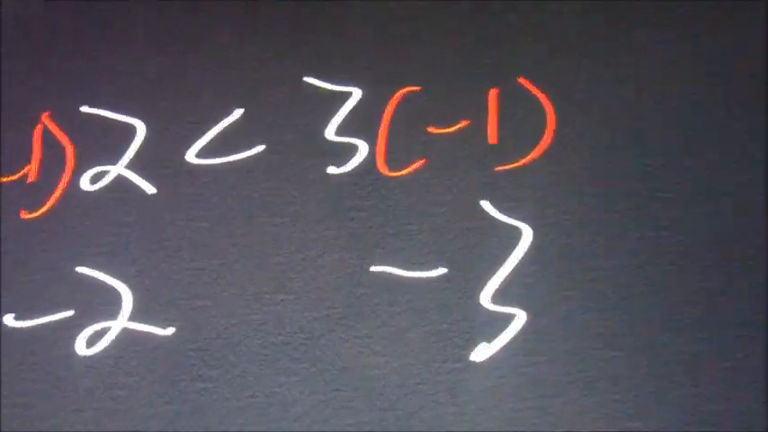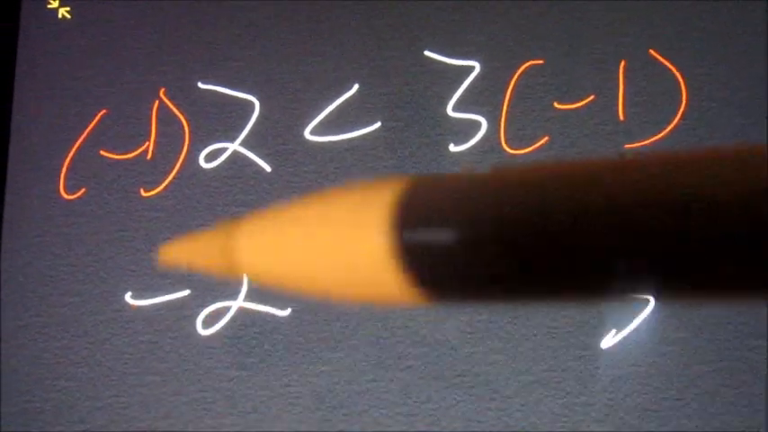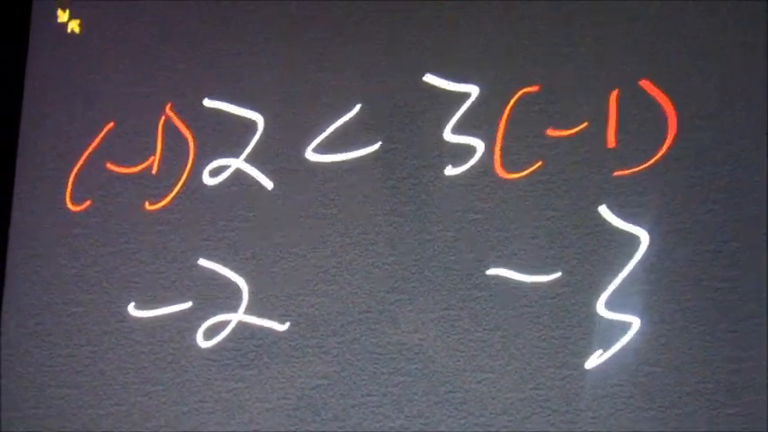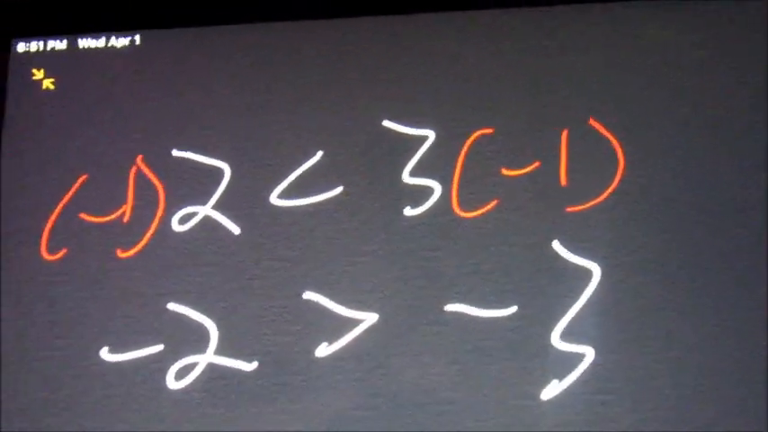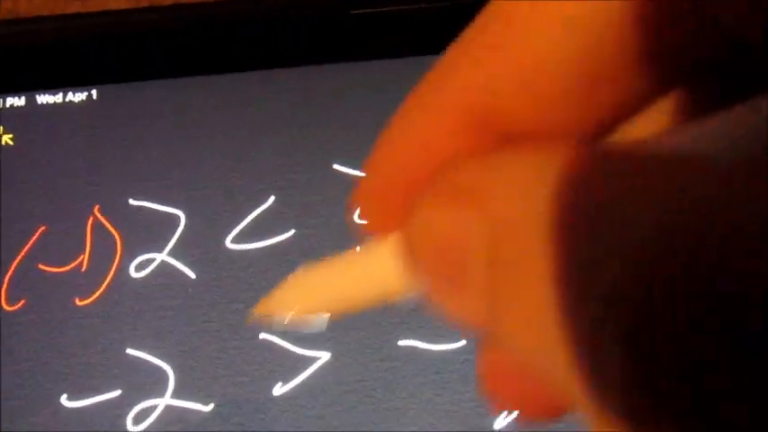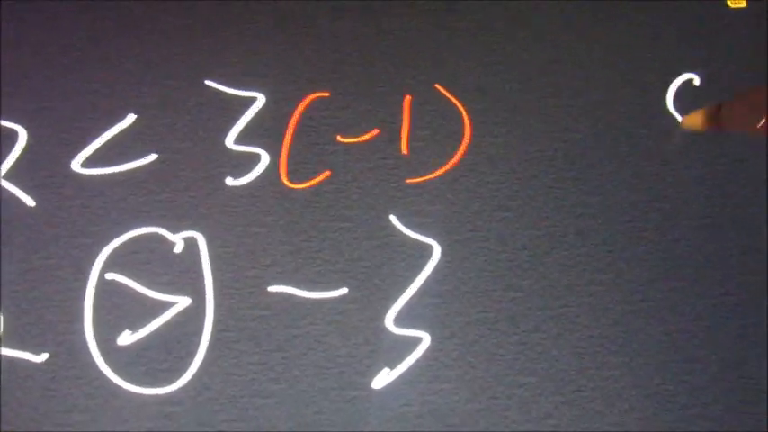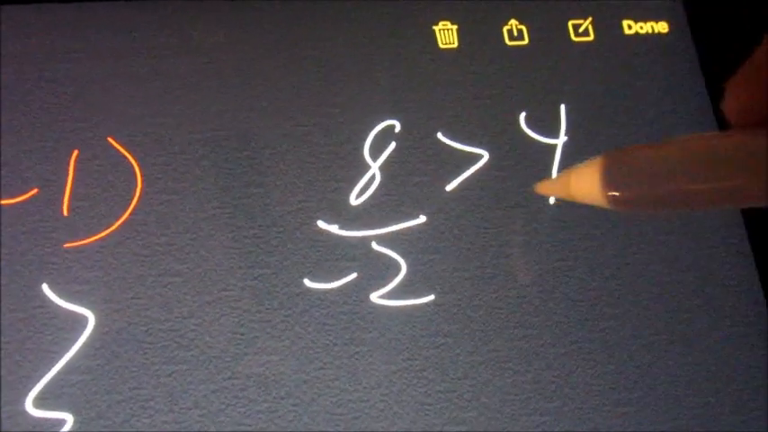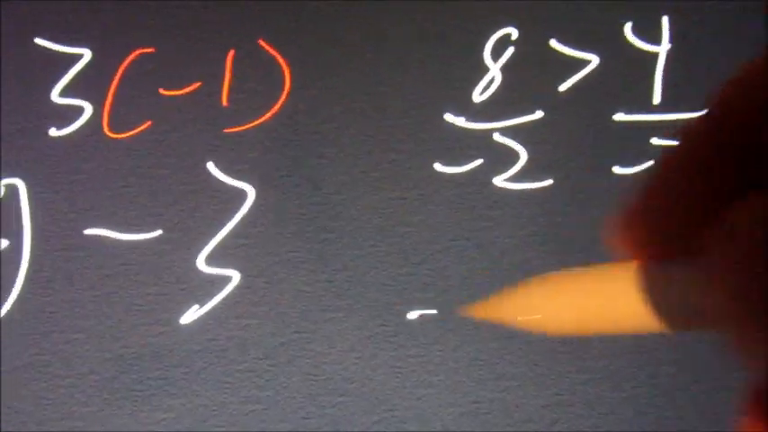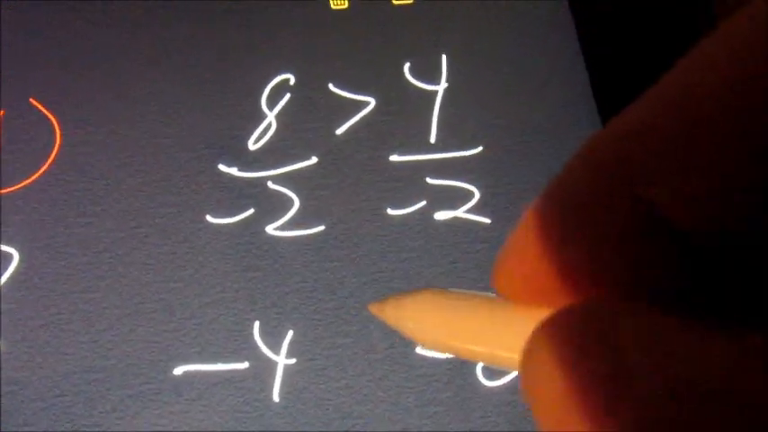I have negative 1 times 2, which is negative 2. 3 times negative 1, which is negative 3. But now we know that negative 2 is bigger than negative 3, so we have to change the sign. So that's the big thing here. And I'll do a division one as well. Let's say 8 is greater than 4. I'm going to divide both sides by a negative 2. Now I have negative 4 and negative 2, so I have to change the sign to be negative.